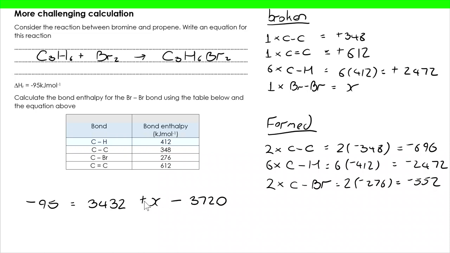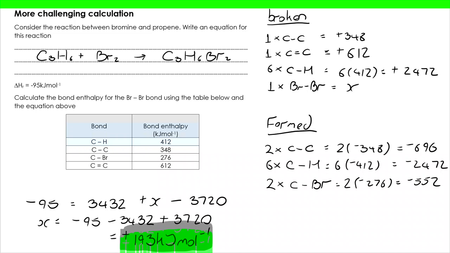And I've got my x, which is my unknown BR-BR bond. Now, if I rearrange to make X the subject, I then see that X has a bond dissociation enthalpy of plus 193 kilojoules per mole.